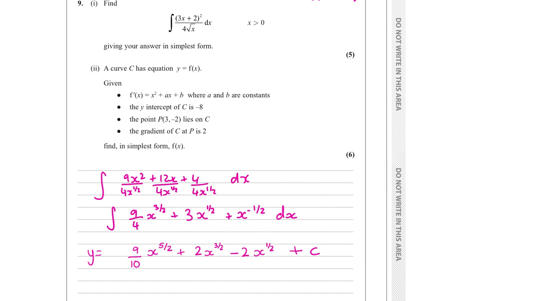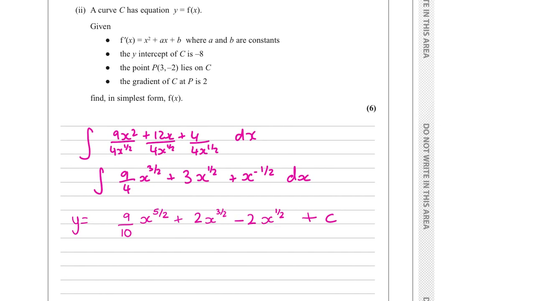Part II has nothing to do with I. Okay, that's fine. So a curve has the equation y equals f of x. Given that dy by dx equals x squared plus ax plus b. Okay, this is like a murder mystery that we're going to solve now. The y-intercept of C is -8. Okay, so c equals -8. Brilliant. The point P lies on C, and the gradient of C at P is 2.